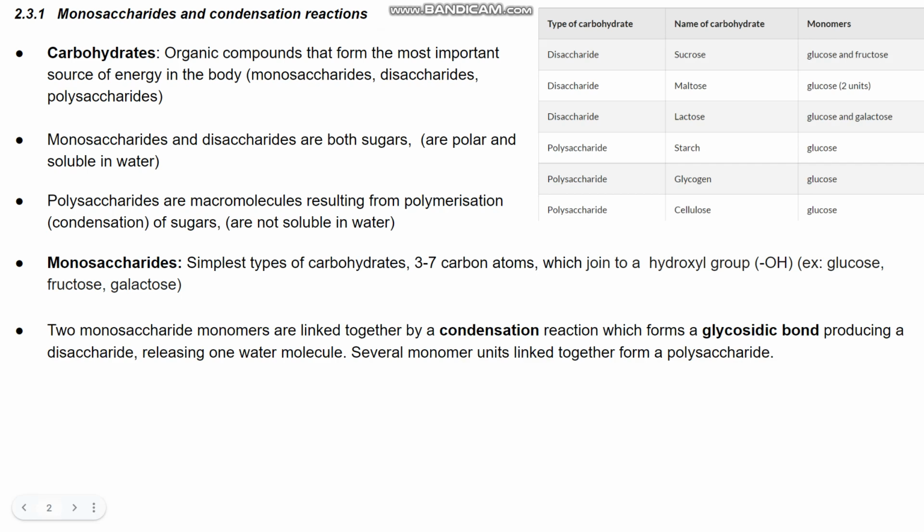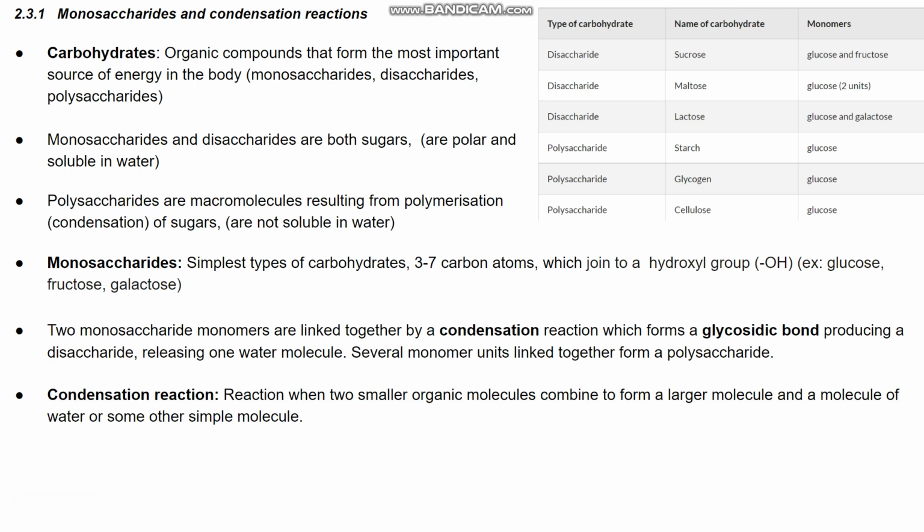Then we have two monosaccharide monomers. They're linked together by a condensation reaction, and they form a glycosidic bond. These two monomers, when they link, create a disaccharide, releasing one water molecule, and then several of these disaccharides linking together can form a polysaccharide. A condensation reaction is a reaction when two smaller organic molecules combine to form a larger molecule and a molecule of water or another simple molecule as byproducts.